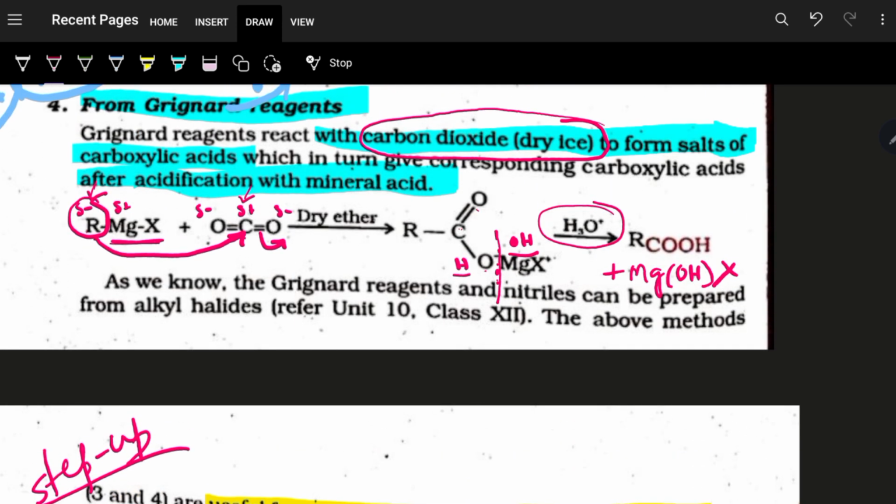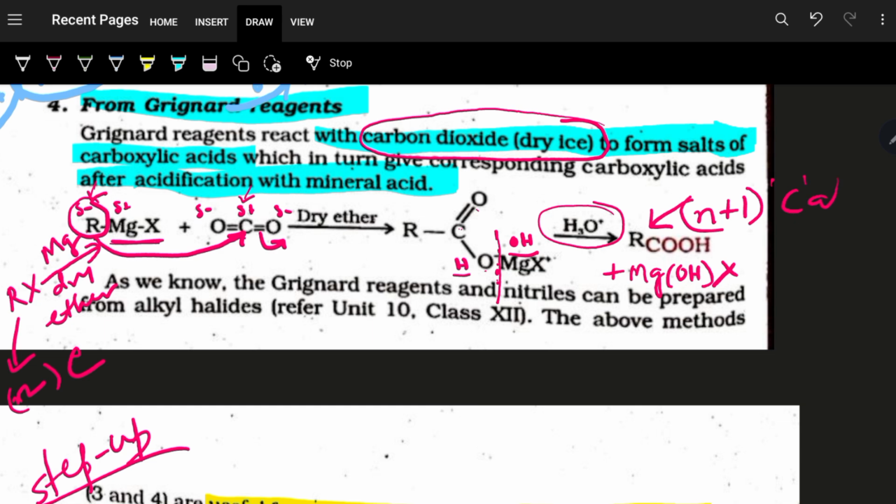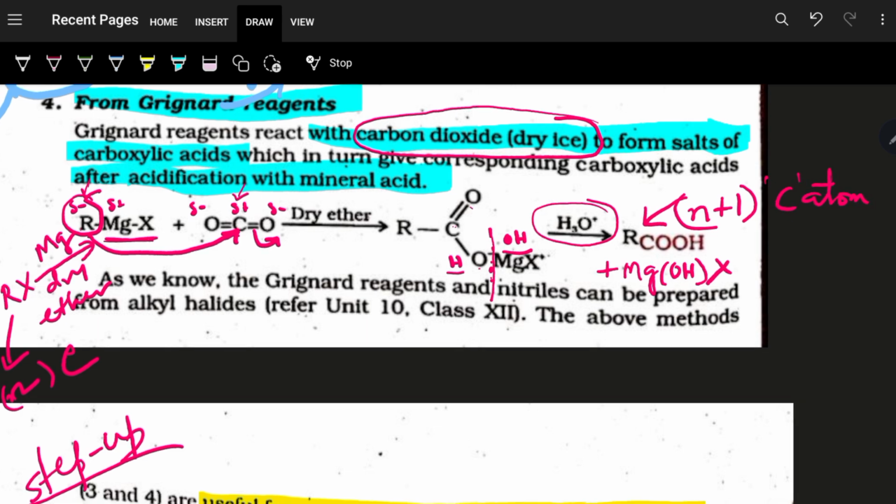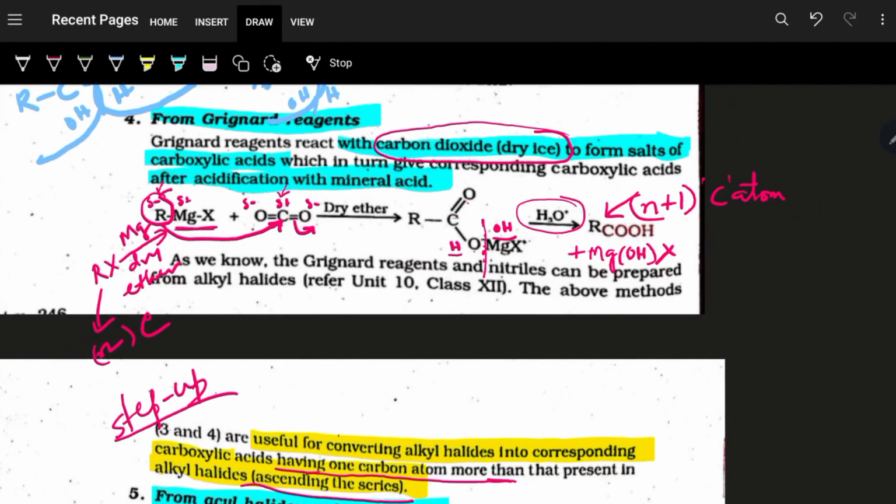So if we start with RX, obviously giving Mg over dry ether medium, I will get RMgX, and RX was having n number of carbon atoms, n carbon atoms, but now this is RCOOH with n plus 1 number of carbon atoms. I hope why I told step up method, why it is an ascending method, is clear.